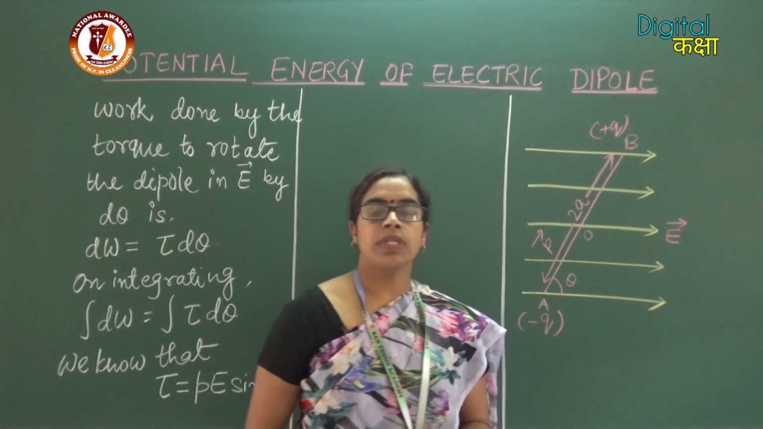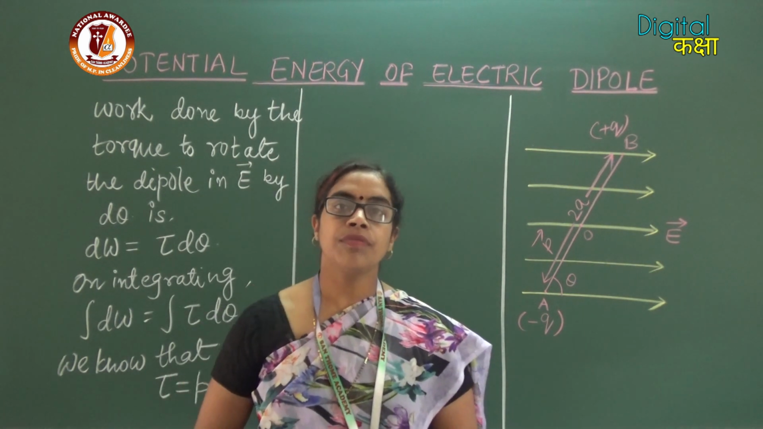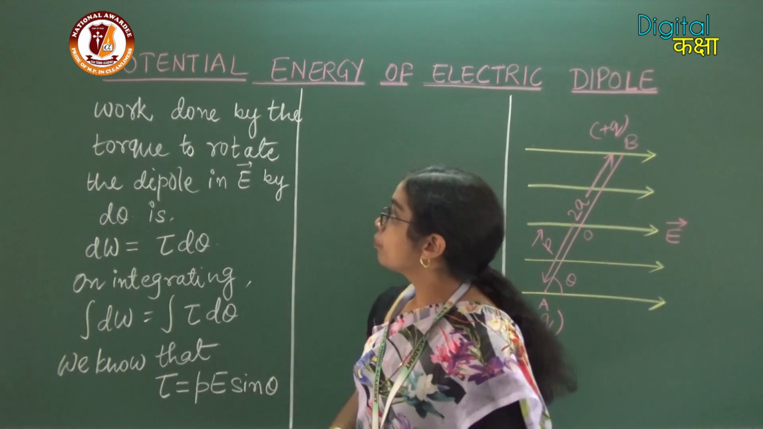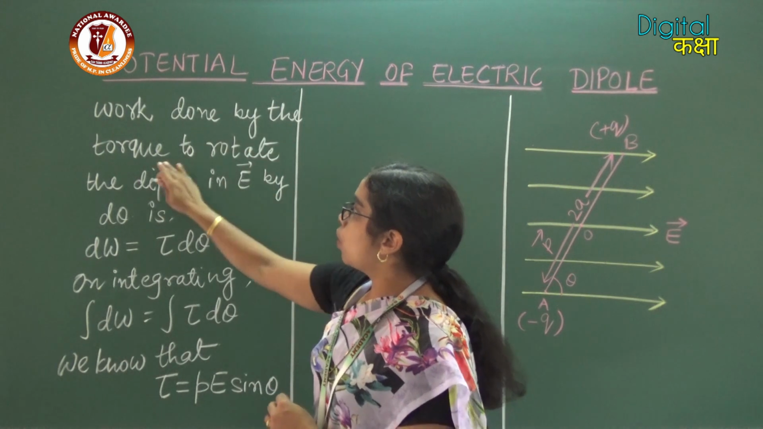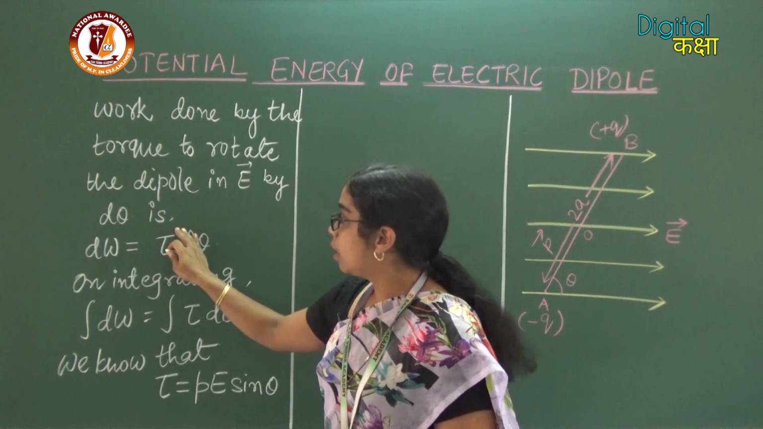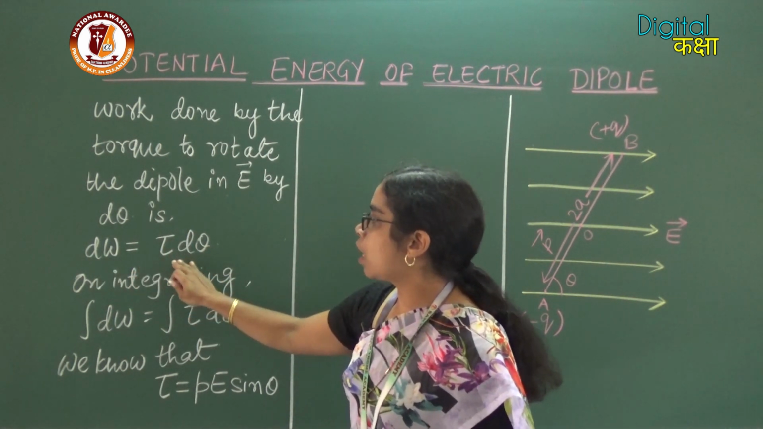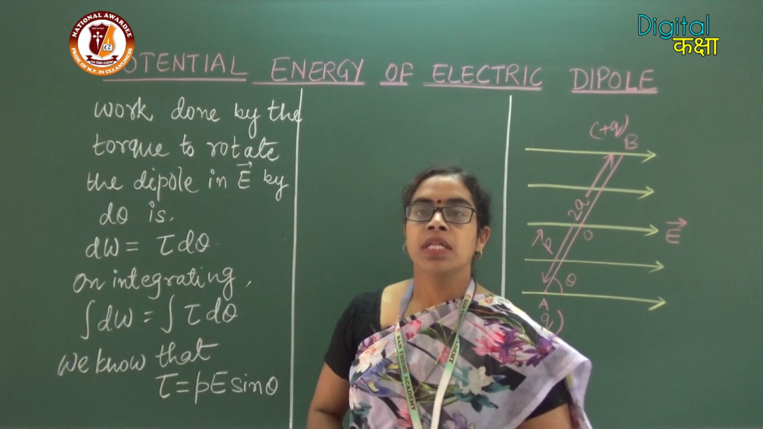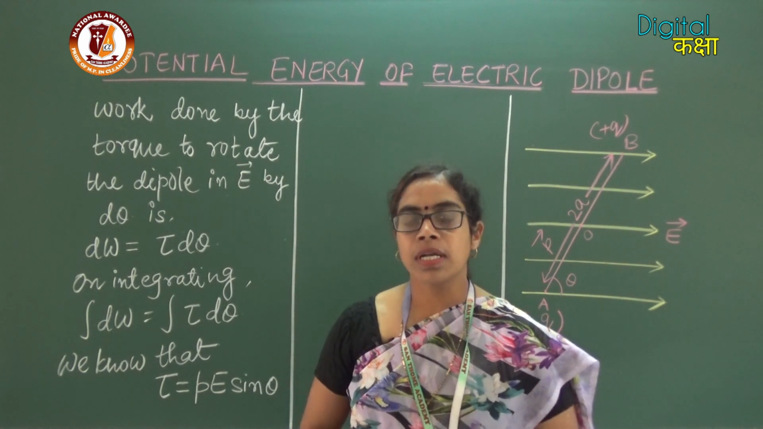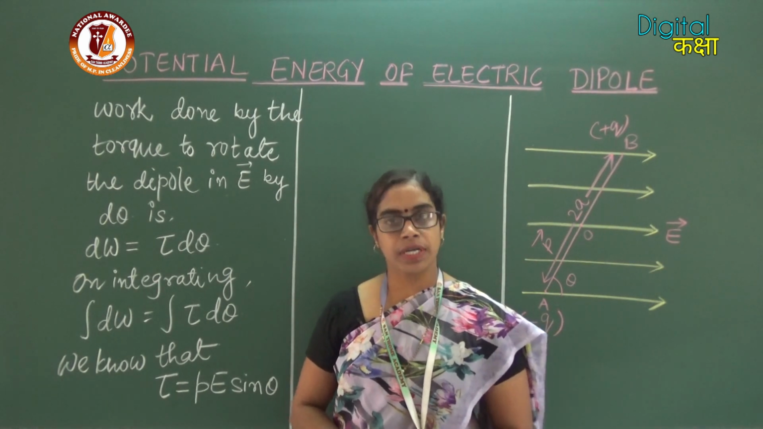We have to find out that at this position of the dipole, how much potential energy will be obtained for its position. So here, work done by the torque to rotate the dipole in the electric field by d theta is given by the formula dW is equal to tau into d theta. This formula can be understood from the formula of work done, which is given as the dot product of the force and displacement vector.